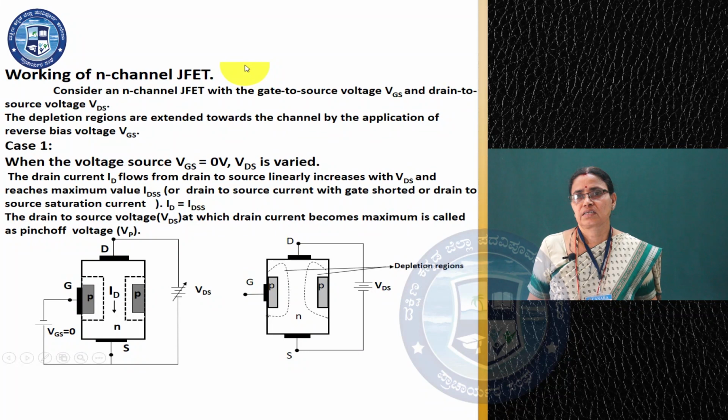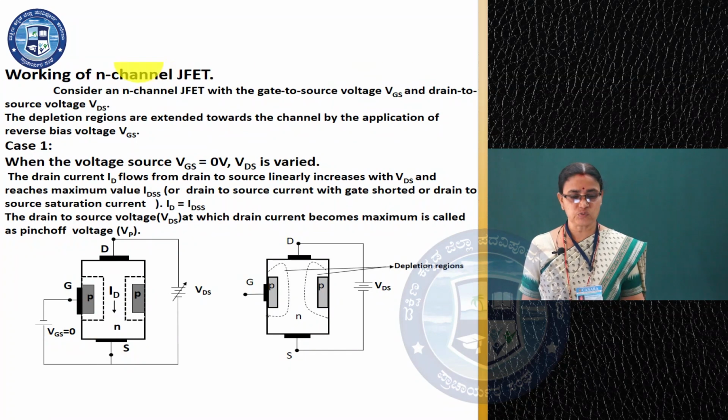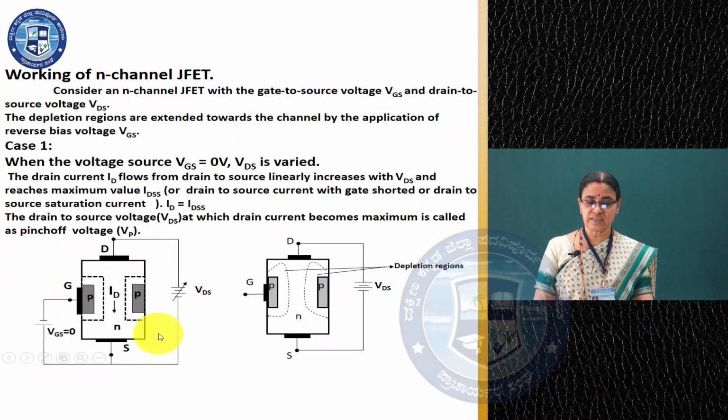Second case, VGS is varied, VDS kept constant. Now I will take case 1, VGS equal to 0. So VDS is varied, VGS is equal to 0.